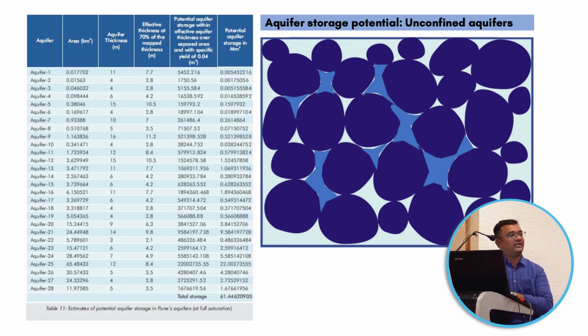We have come to the conclusion about the aquifer storage potential of Pune's aquifers. So on an average, it is 4%. Of course, some aquifers have a storage potential of maybe 2% or some have 6%. But on an average, it is 4% at the city scale. So the volume multiplied by storage potential, that is 0.004, gives us the potential aquifer storage of each aquifer, which comes to around 61 million meter cubes.